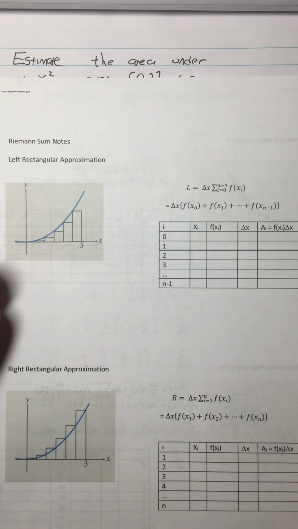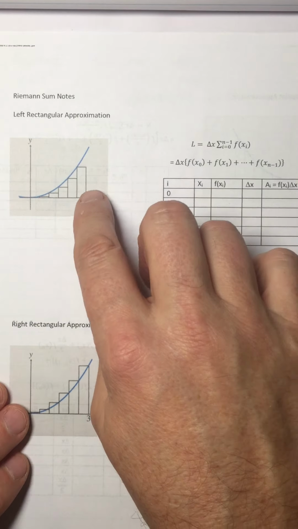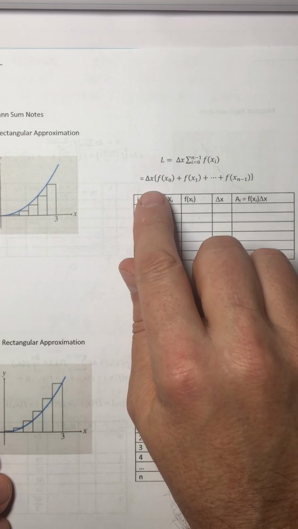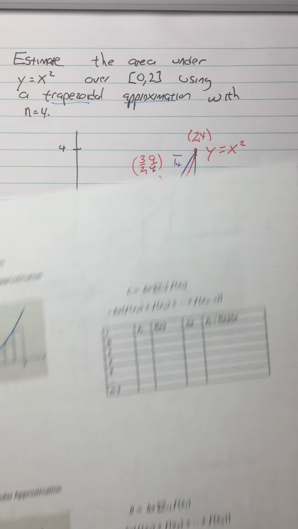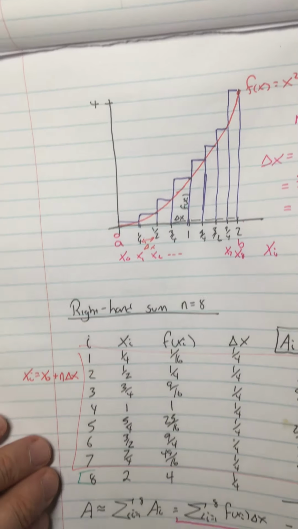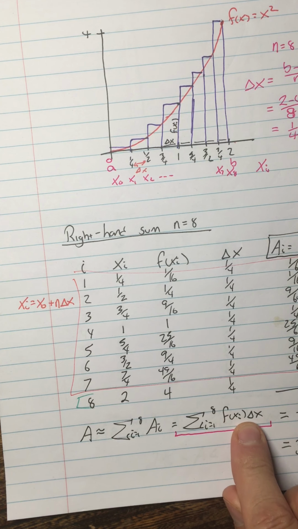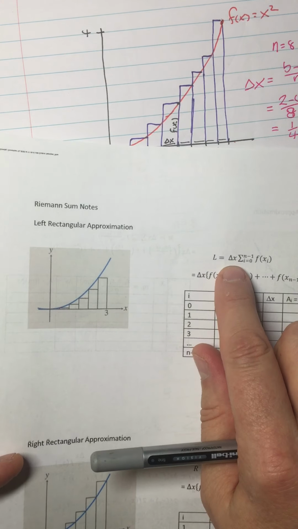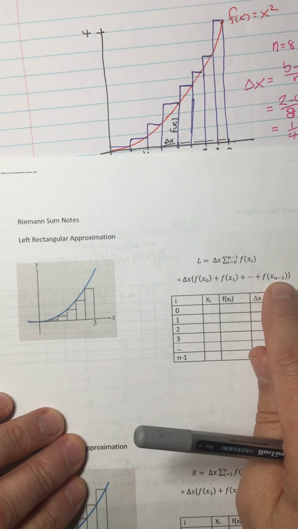For each of the left rectangular approximation and right rectangular approximation, it has a graph, it has how you lay the chart out, and it has these nifty formulas that I have not talked about. The area is the sum of f of x sub i delta x. Well, you can factor the delta x out of that sum, and then you have this, because you're factoring it out of each of the terms.